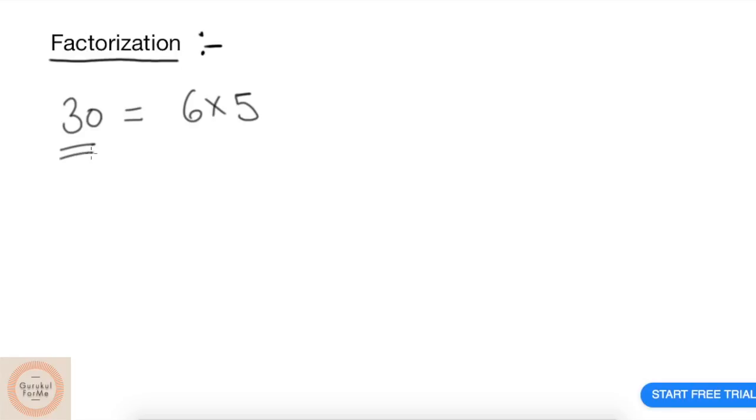So an example here, 30 is equal to 6 into 5. Now what does factors mean? Factors means a part of it, which means you were to break down 30 into a fashion with whatever number you get, whatever part you get. If you divide 30 by the same number, it should completely be divisible.